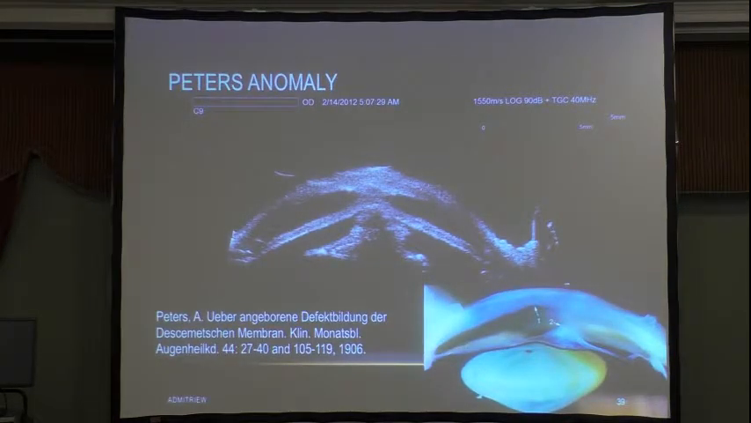So based on the nature of the Peters anomaly, sometimes it's a decision-making process of what to do in such a patient depending on the UBM image.